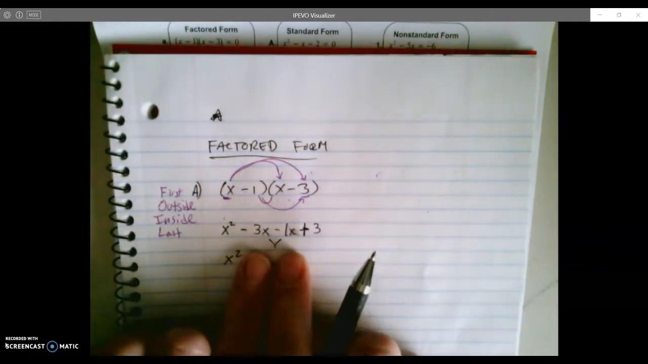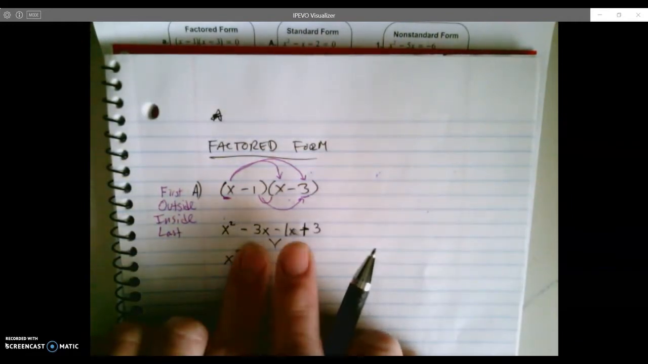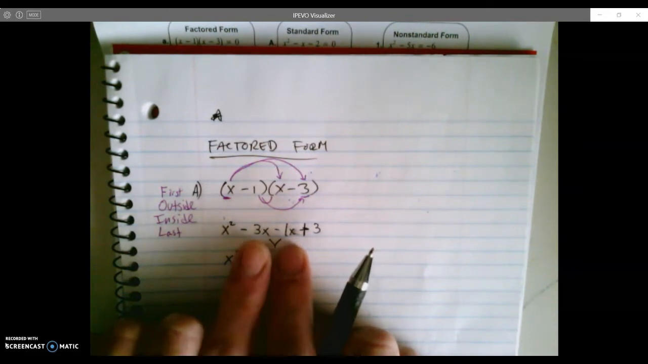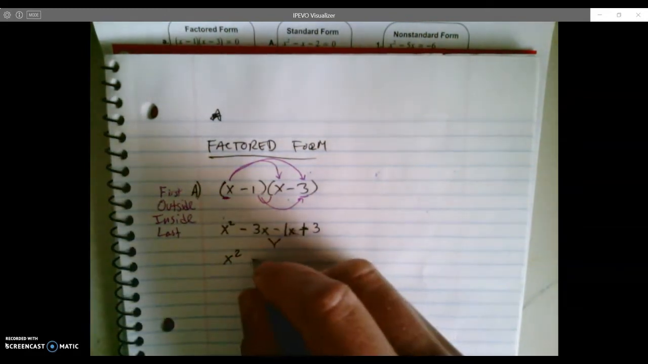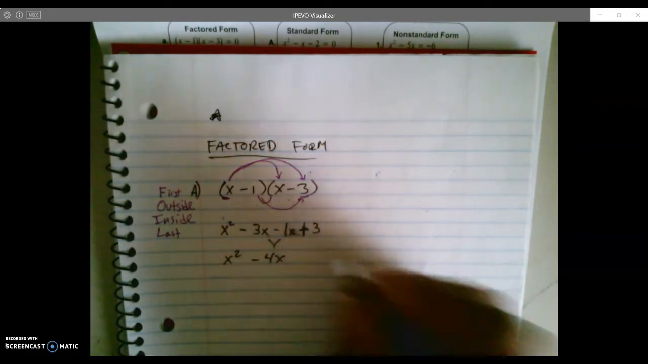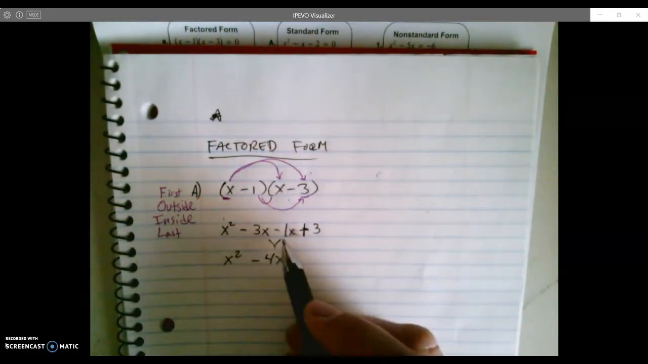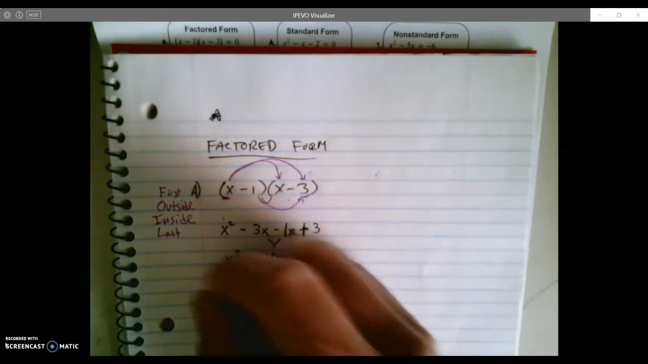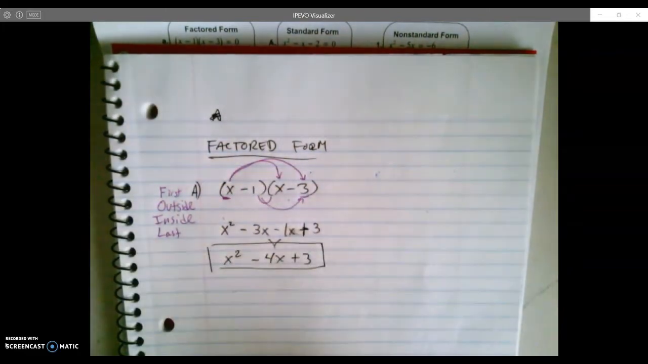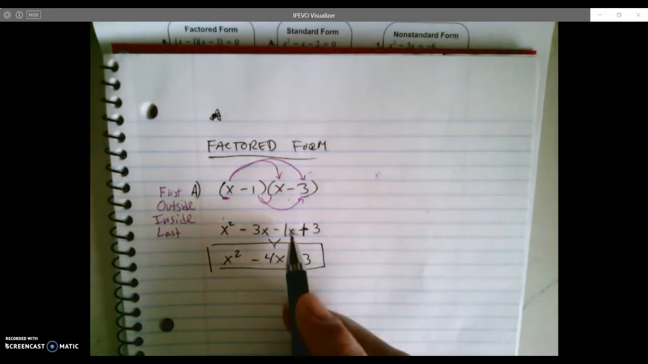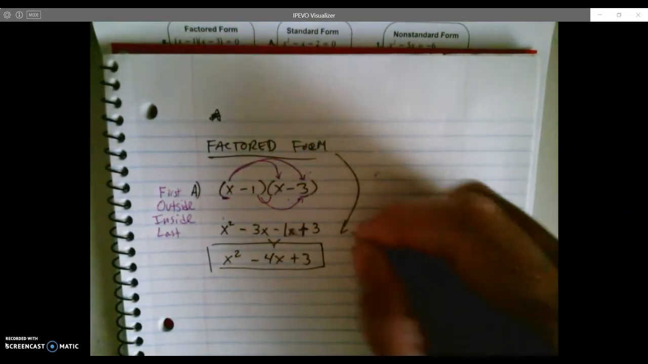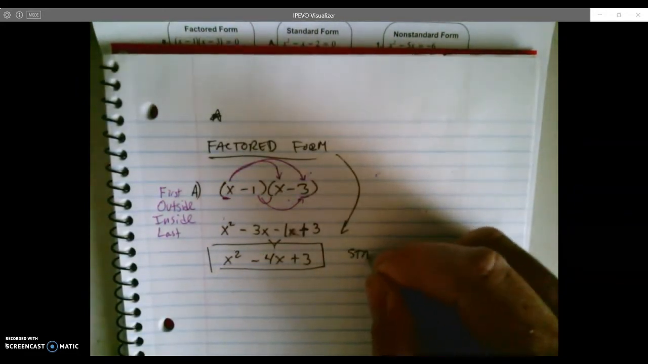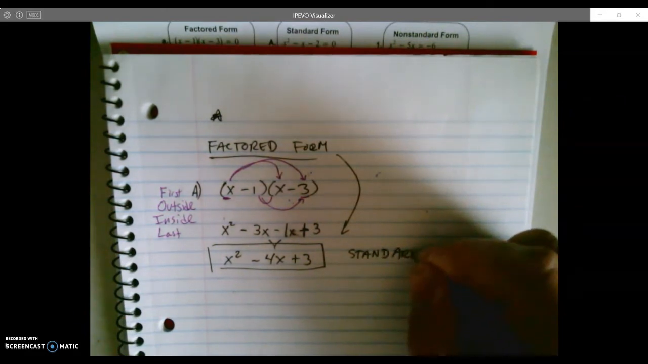The other place you make a mistake is here. Negative 3 and minus 1. If you're still not too sure about that, get yourself a calculator to double check it, but it would be negative 4x. Negative 3x minus 1x is negative 4x, or minus 4x plus 3. So this isn't solved, it's just moved from factored form into standard form.